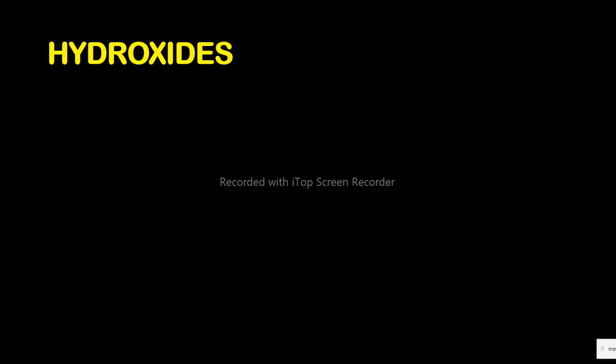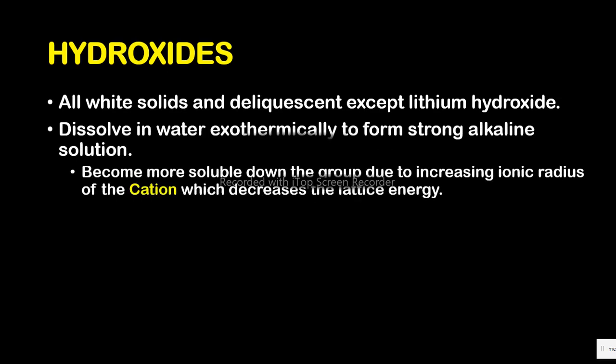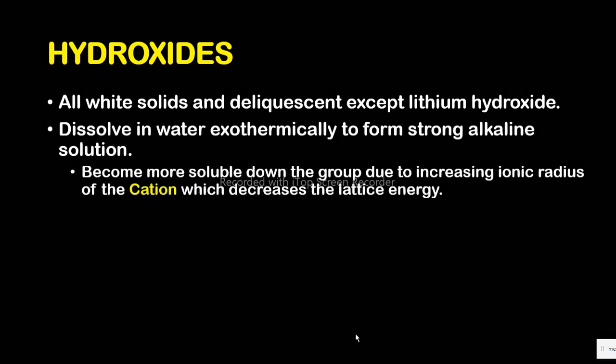So now with these hydroxides, obviously they are all white substances. Why? Because the cations, the group 1 and group 2 elements, are not colored ions. And obviously they will all appear white, both for group 1 and group 2 elements. And they are deliquescent. What does that mean?